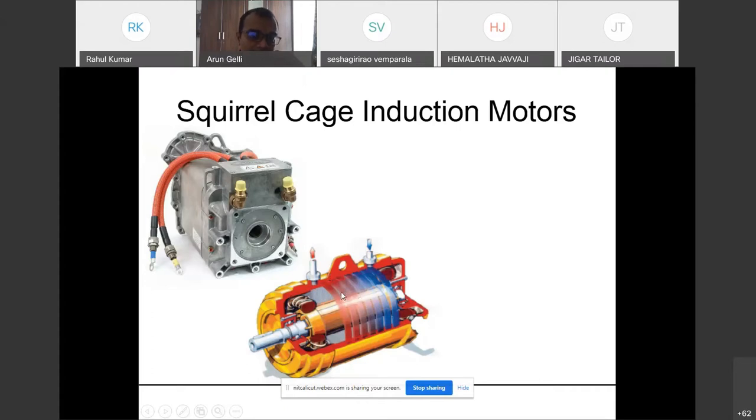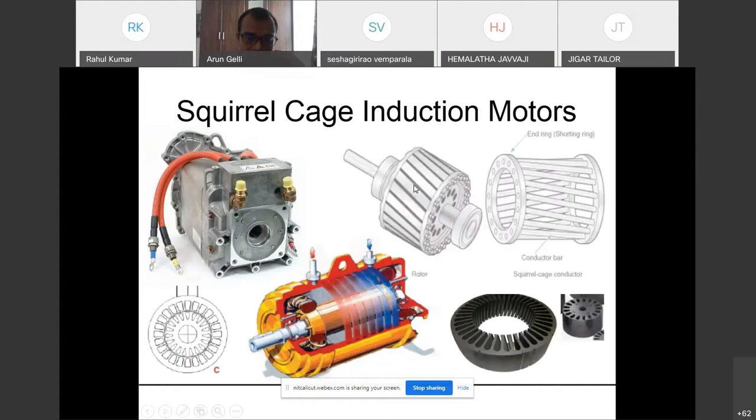And now, when an EMF is generated on the winding and the winding is short circuited with the end coils, the current will flow in this rotor winding, thereby creating a rotor electromagnetic field. The stator and rotor electromagnetic field interaction gives you the torque required for driving the load. So that's the major working principle of an induction machine. And you can see the end rings; these are the end rings that are used for shorting. And when these end rings are connected, the current direction will be as you can see.